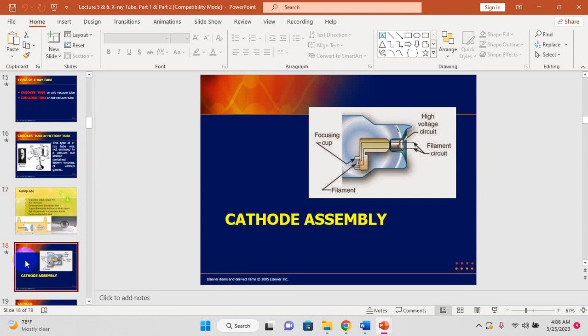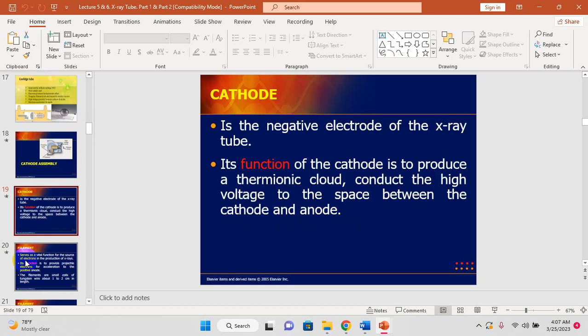So we have two assemblies, the cathode assembly and the anode assembly. This cathode assembly is negatively charged. It is where the electron charge will take place. Dito manggagaling ang pag-produce ng X-ray. So, cathode is the negative electrode of the X-ray tube. The function of the cathode is to produce a thermionic cloud, and conduct the high voltage to the space between the cathode and the anode.